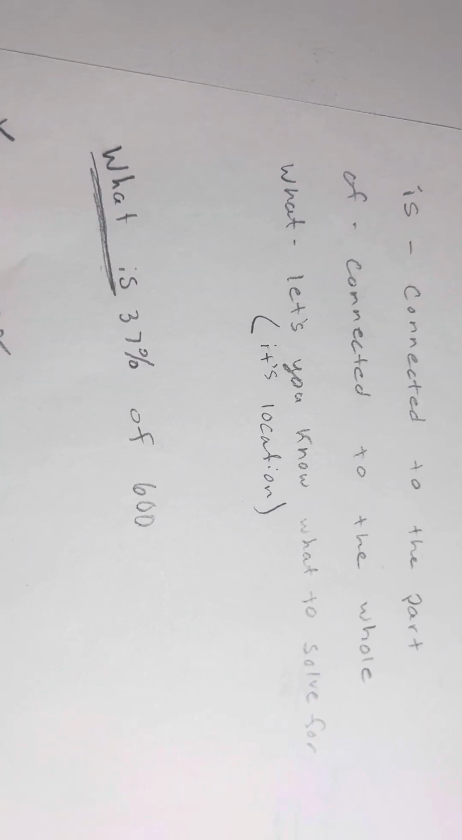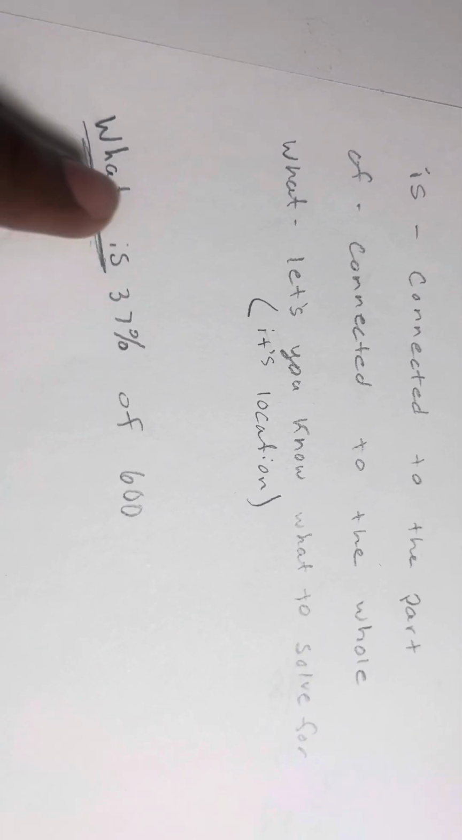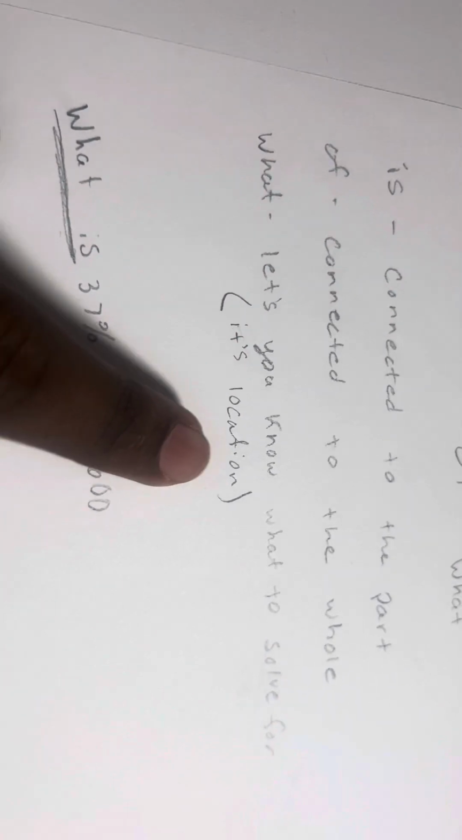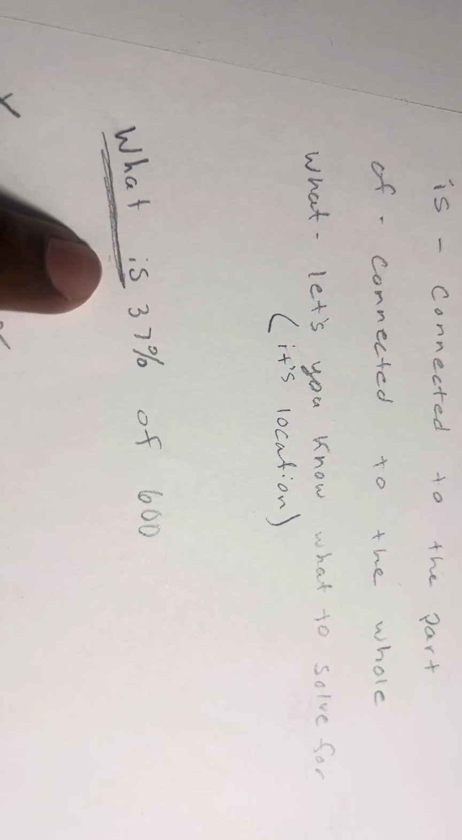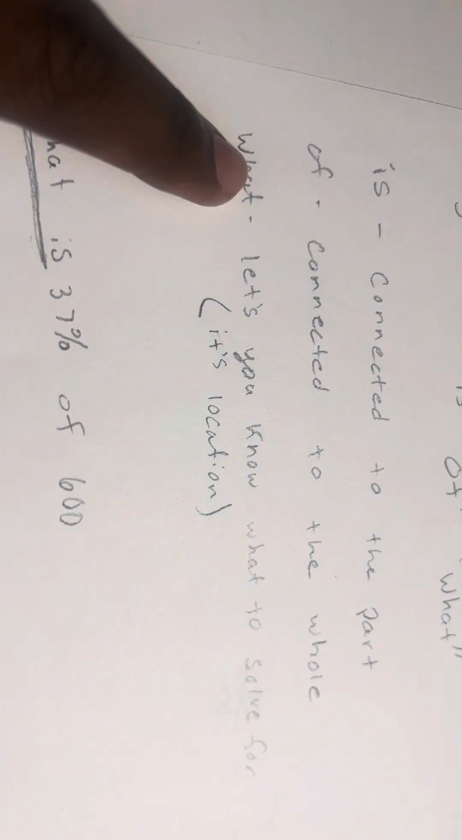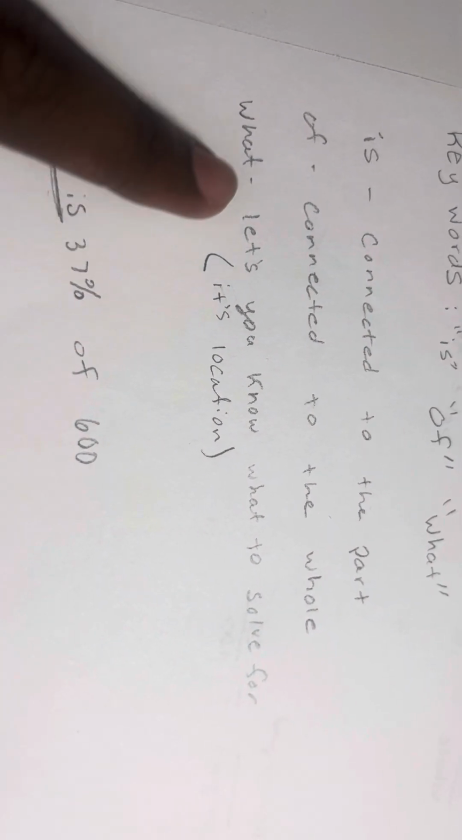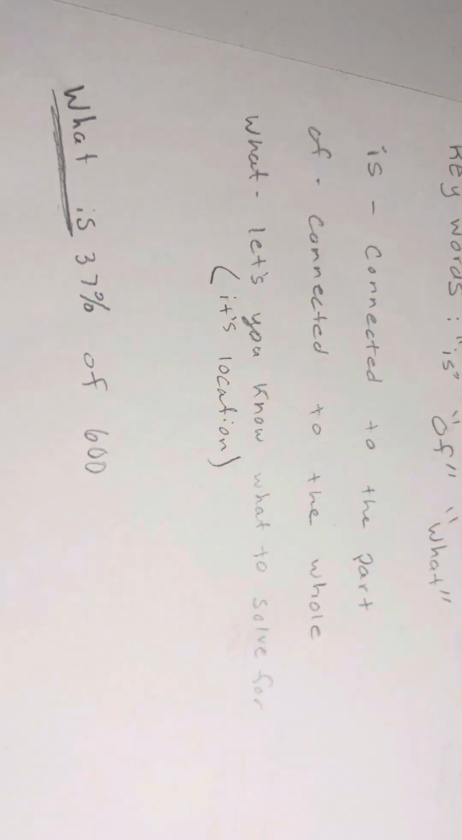This says what is. So when I say what tells you what you're looking for, what is going to be connected to what you're looking for. I know that sounds funny, but that word will be connected to what you're looking for. So they put the word what, and then they said is. So therefore, you are looking for the part because we said is connected to the part. And then it says of 600, of the whole.